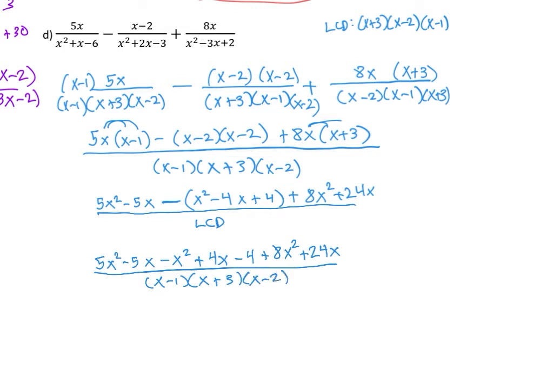Now, I'm going to just combine like terms. I have 5x squared minus x squared is 4x squared plus 8x squared is 12x squared. I have negative 5x plus 4x is negative 1x plus 24x is 23x, and then minus 4, all of that over my LCD.